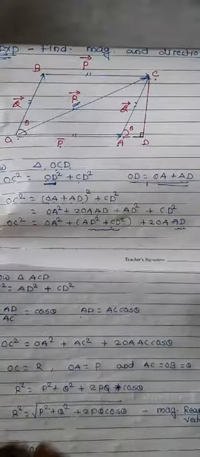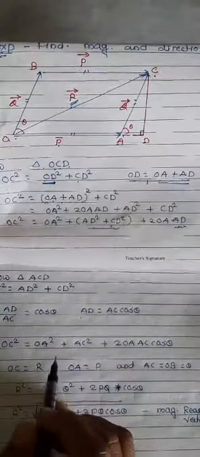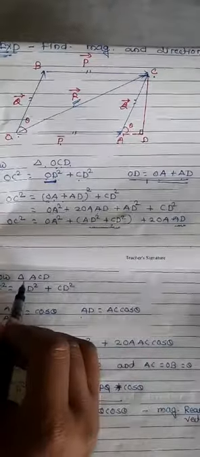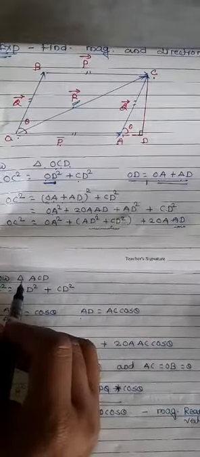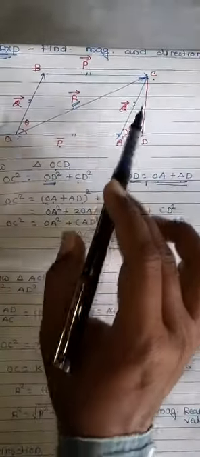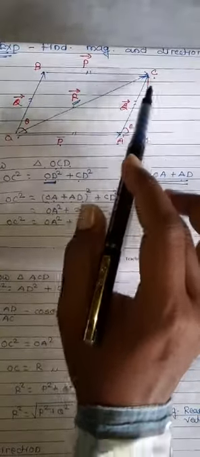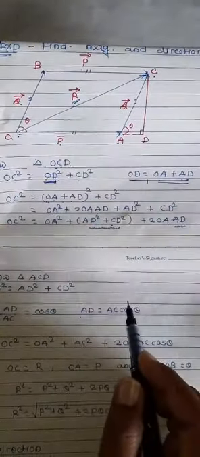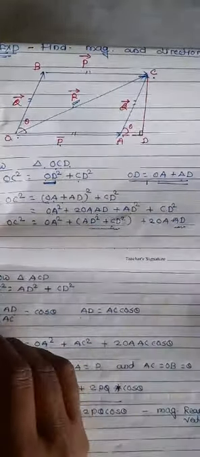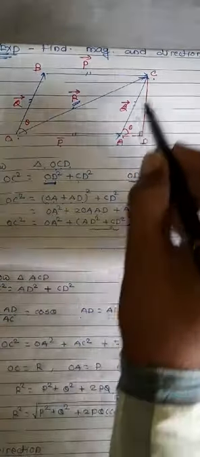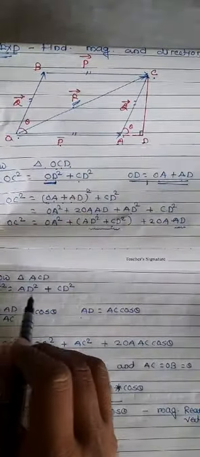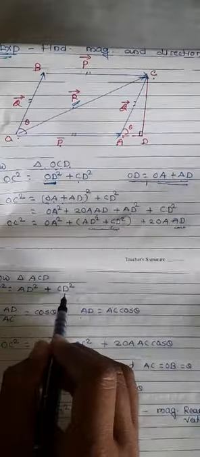Now again consider the triangle. Suppose there is a triangle ACD. Again we have to construct it and consider it. Now by the Pythagoras theorem, AC square is equal to AD square plus CD square.